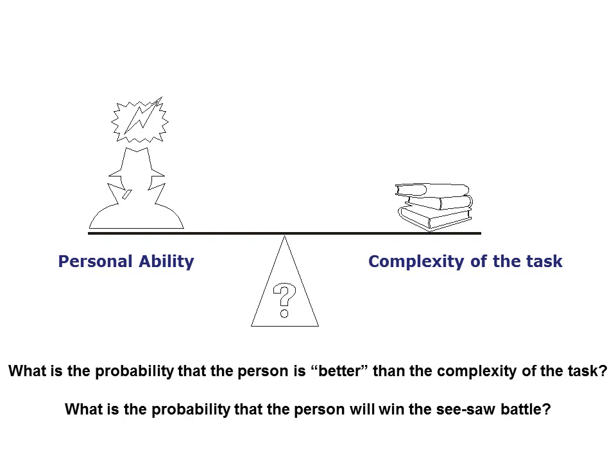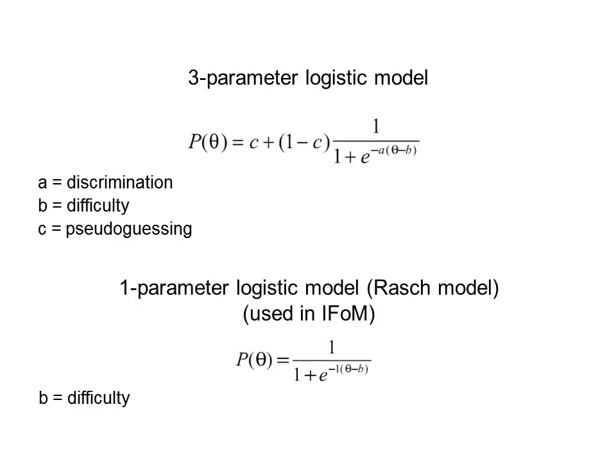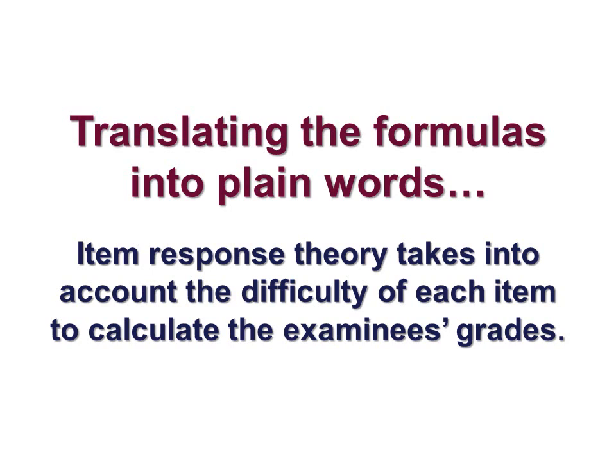Imagine that we have here a seesaw. On one side we have the person, and on the other side we have the question, the test. So what's the probability that the person is better, or may I say stronger, than the complexity of the task? And what is the probability that the person will win this seesaw battle? There are formulas to estimate that battle, but I will not bother you with that. I mean, these formulas are too complex. But, you know, we can translate that into plain words.